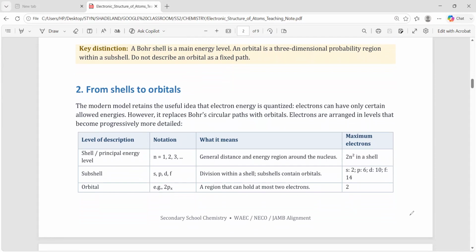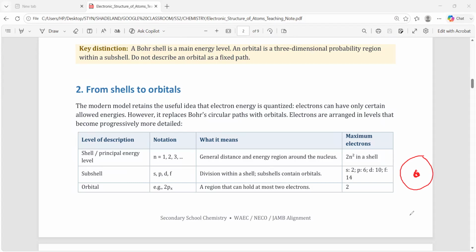So this is the nucleus here, and this is a shell. Let me correct that. This is a shell. I'm supposed to draw it as one circle. So this is the shell as proposed by Niels Bohr.